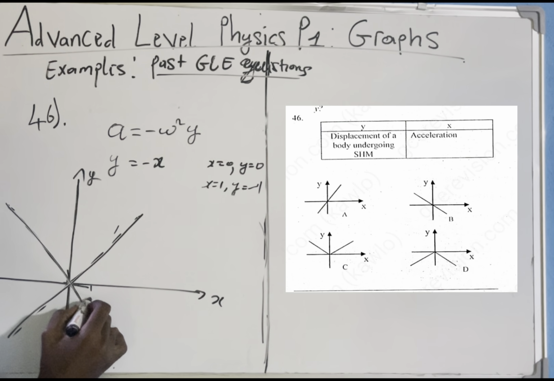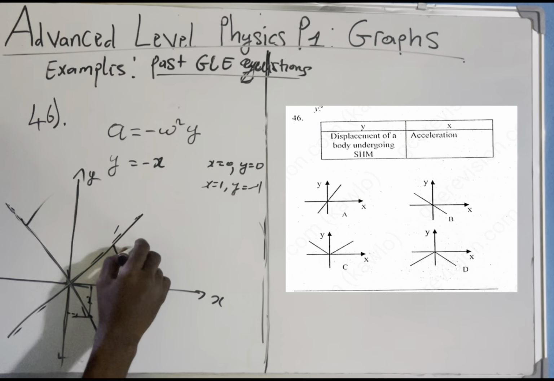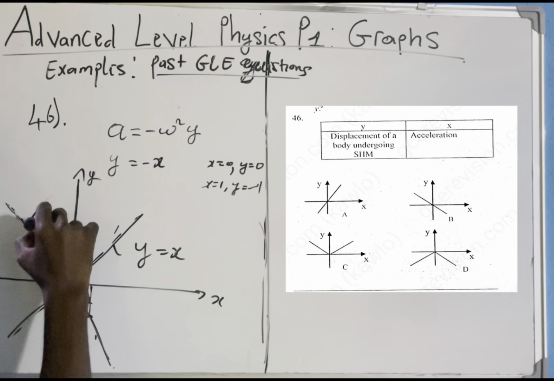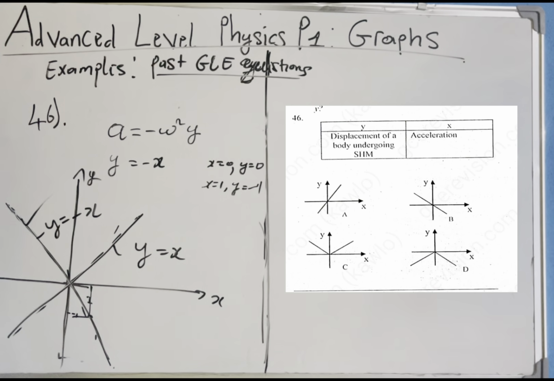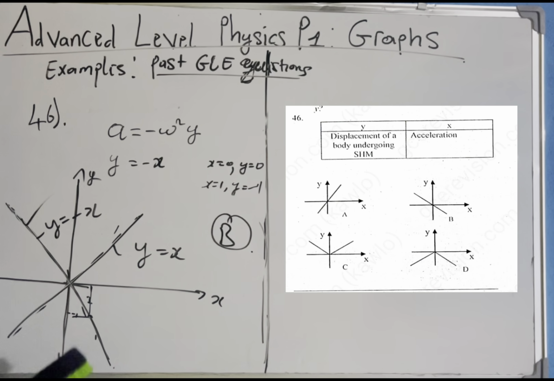So if x takes the value 1, y will take the value negative 1. Do you see? So this point is along this graph, so it is a point of this graph, therefore this graph should be the correct graph. Therefore this one should be the graph y equals x, and this one should be y equals negative x. And from that, the best proposal will be B. As simple as that.